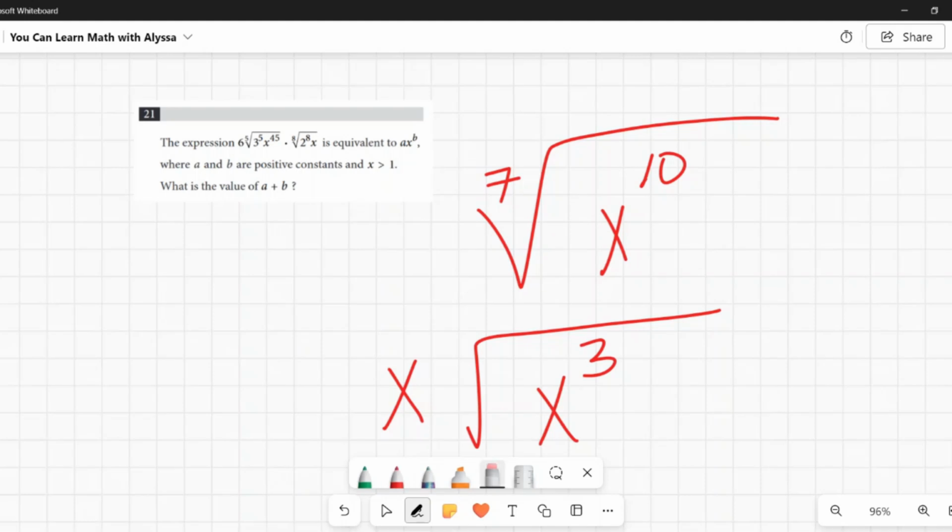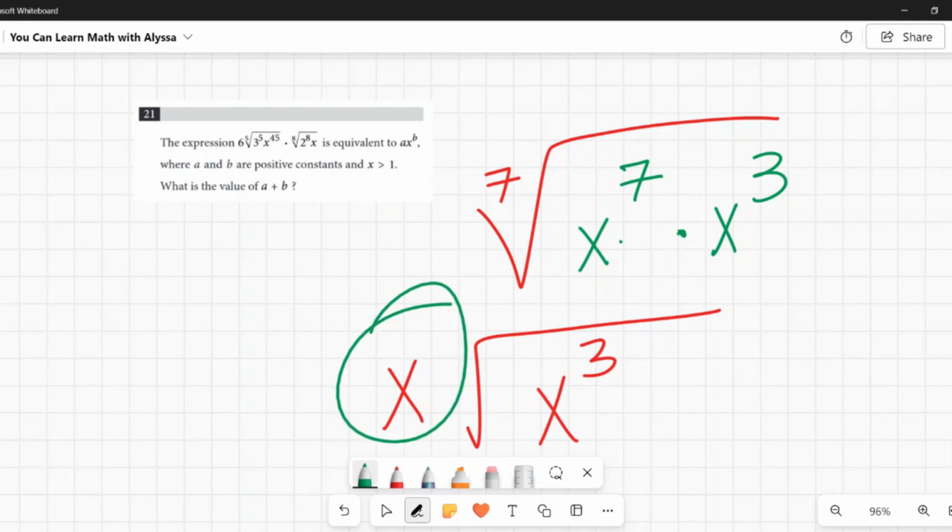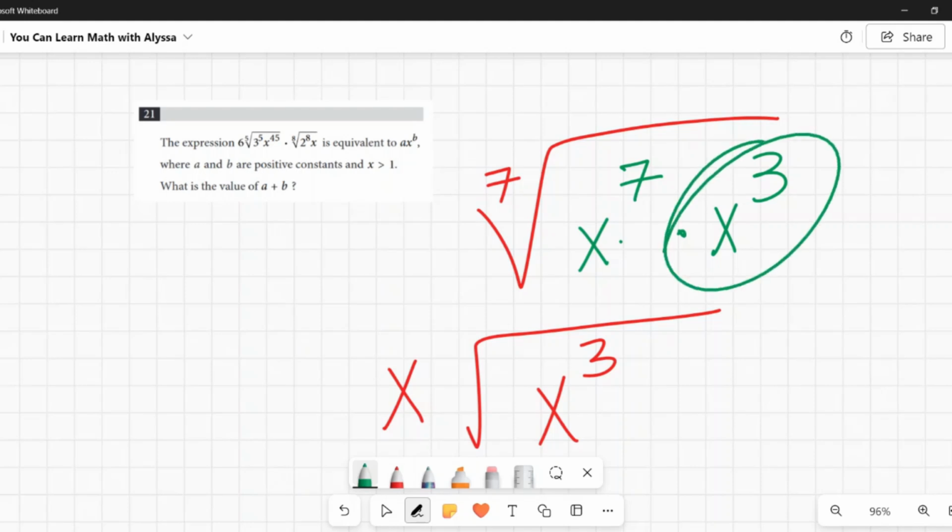The reason for this is because x to the power of 10 is the same as x times itself 10 times. So we could say that is x to the power of 7 times x to the power of 3. Because remember, 7 plus 3 is 10, so you can go back and forth by that rule we just said. So the 7th root of x to the 7th is x. Like the square root of x squared is x. The cube root of x cubed is x. Just how it works. And that x cubed is left behind.